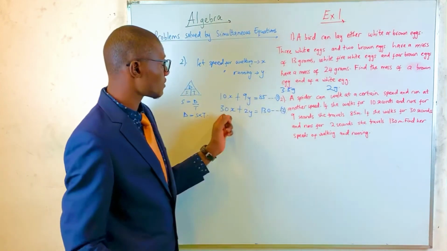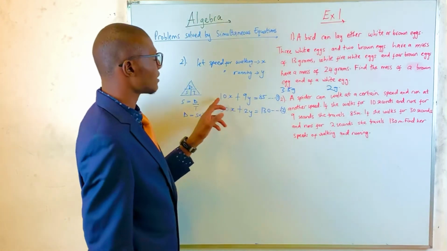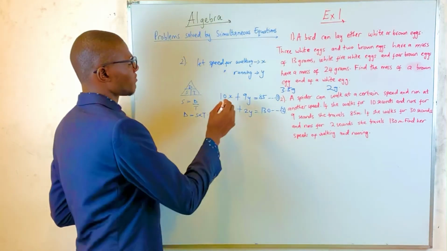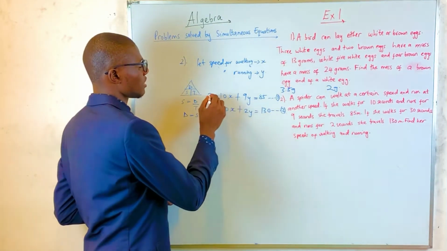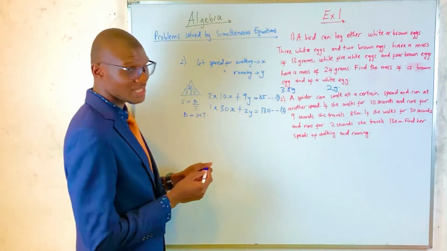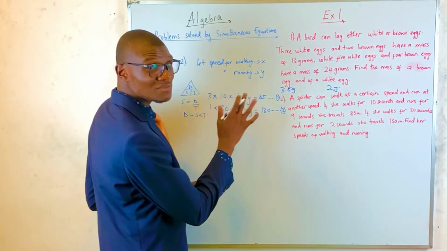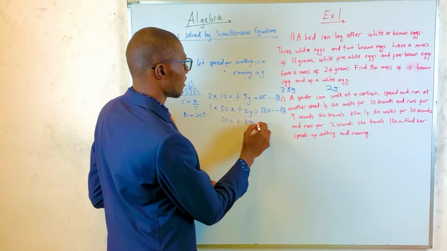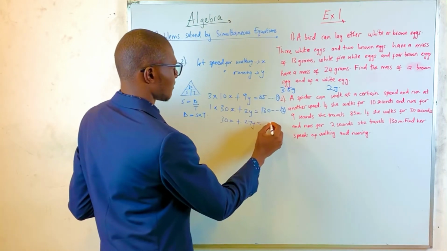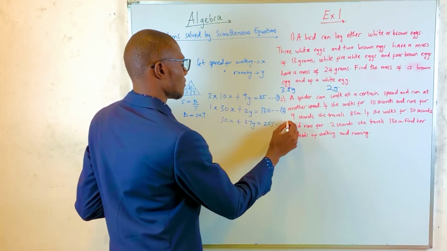So now we have to solve these two simultaneous equations. For us to do that, we can eliminate x by using the elimination method. If we multiply equation 1 by 3 and equation 2 by 1, then 3 times 10x is 30x, plus 3 times 9y is 27y, and this is equal to 85 times 3, which is 255. So this is equation 3.